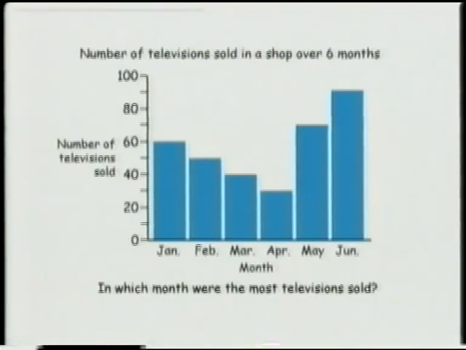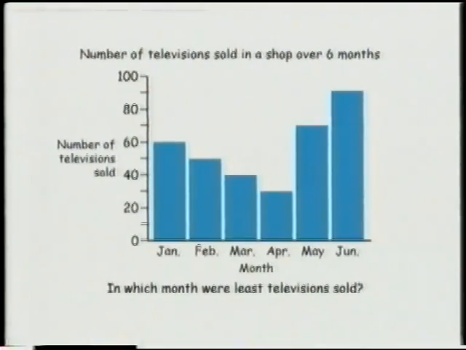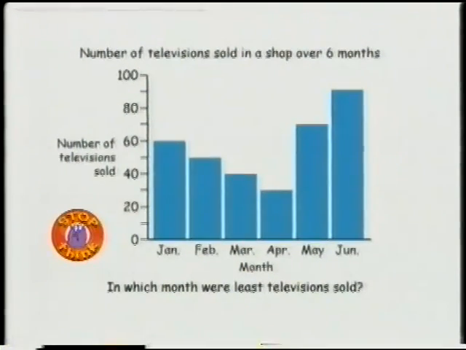Well, the most televisions sold would be the tallest bar, so that's June. In which month were the least televisions sold? The least televisions would be the smallest bar, so that's April.